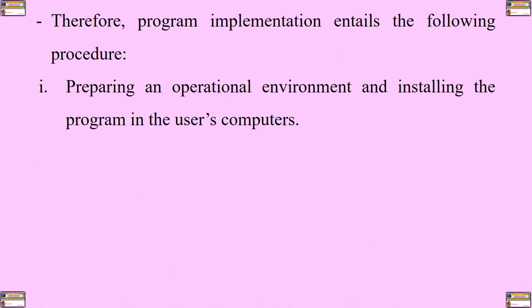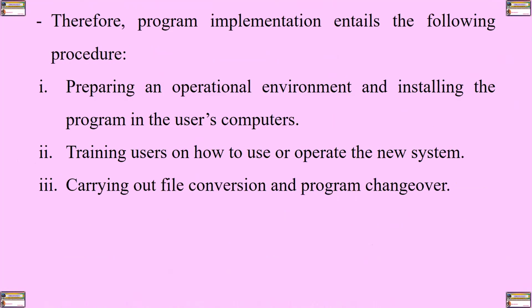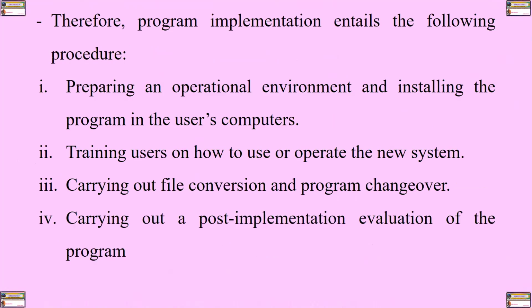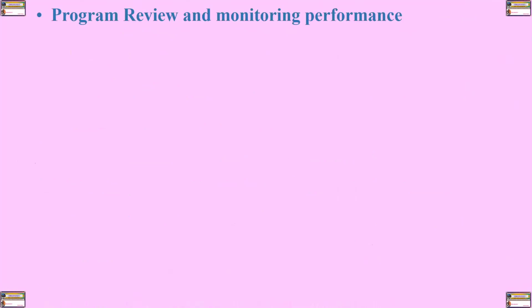Number one, preparing an operational environment and installing the program in the user's computers. Number two is training users on how to use or operate the new system. Number three is carrying out file conversion and program changeover. Number four is carrying out post-implementation evaluation of the program. Number five is presenting a final report to management.